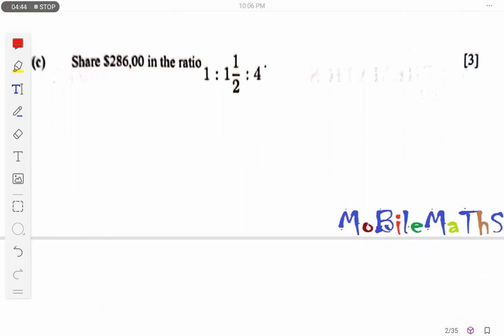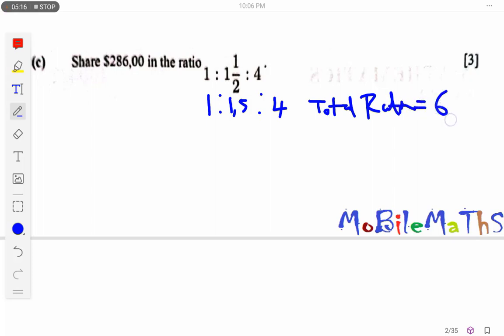Now we have a question which is saying share $286 in the ratios there. Okay, fine. So what you do when you have such a ratio is to find the total ratio of these. In this case, I've got 1:1.5:4. So if I add these, I'll get 1 plus 1.5 plus 4. Total ratio is equal to 6.5.